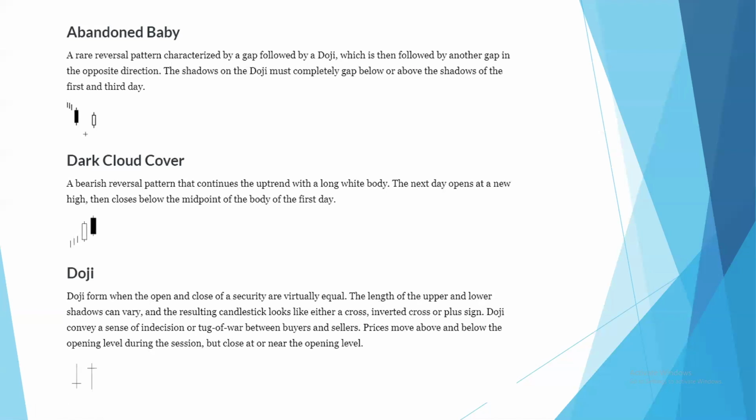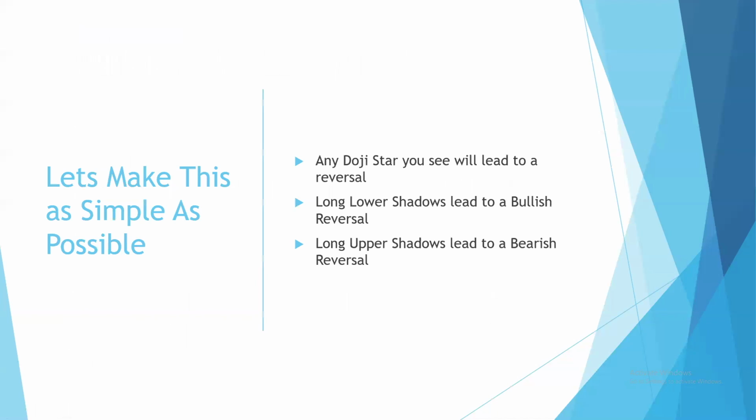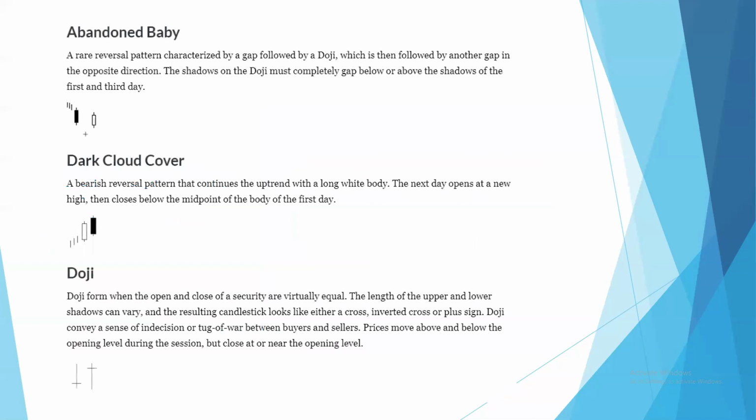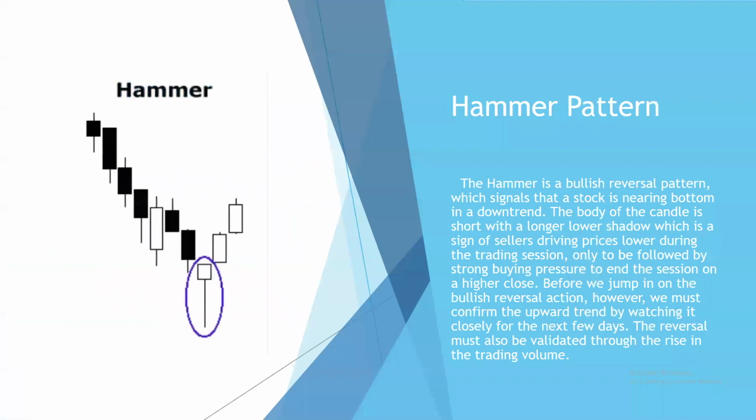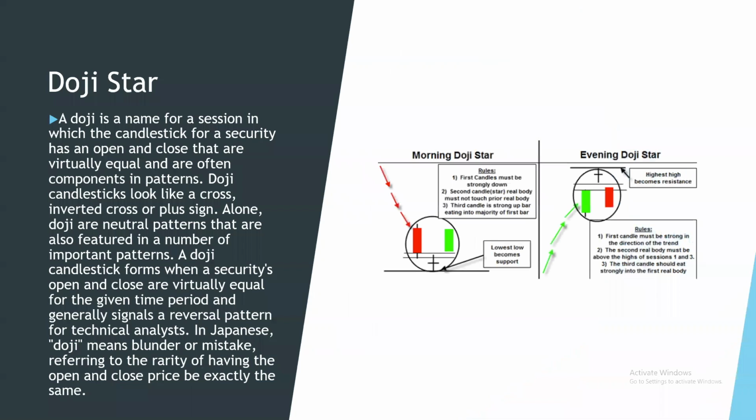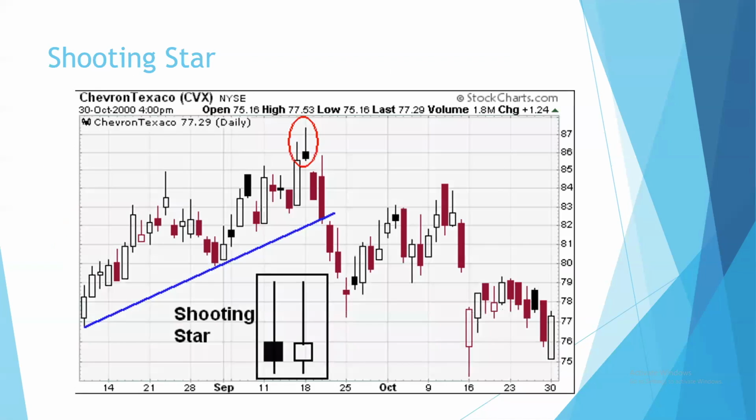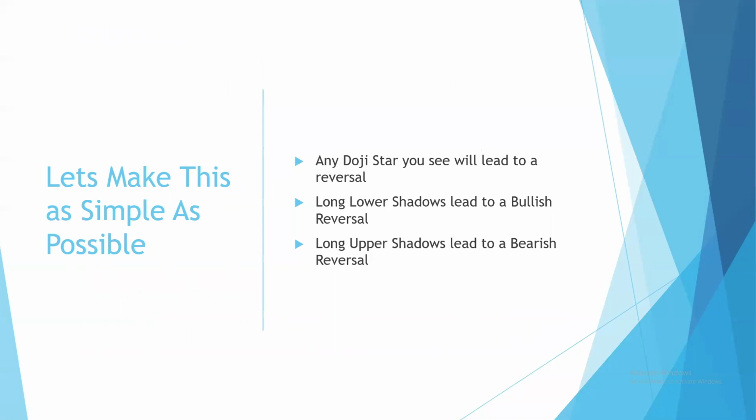And a doji, again, we already have gone over before, which you guys are all set for. So I like to make this as easy and as simple as possible, guys, right? We don't need to go into it; a lot of times, it gets crazy. There's Abandoned Baby, dark cloud cover, all this crazy stuff, shooting star, morning star, hammer, bullish engulfing, bearish engulfing. Let's break this down and make this completely as easy as possible. So let's make this simple.